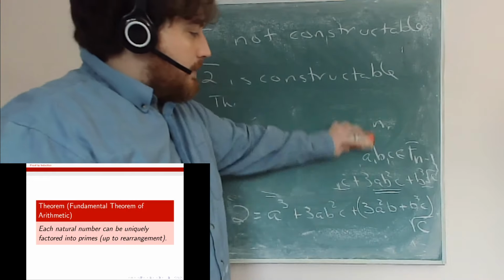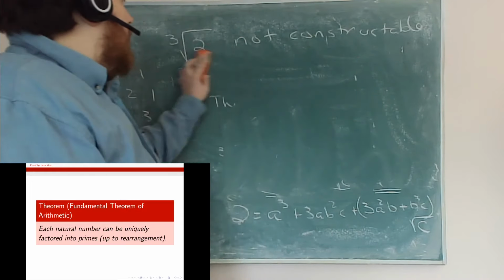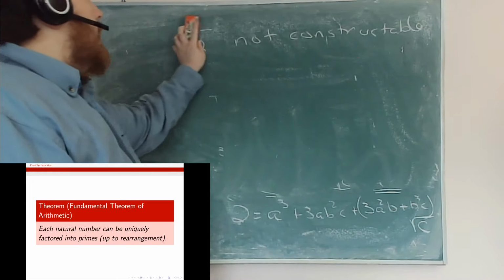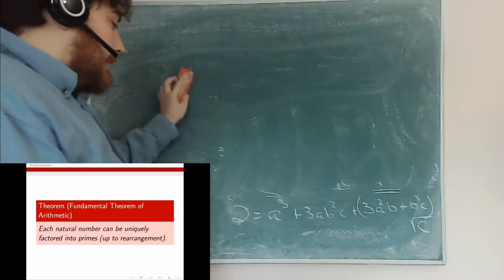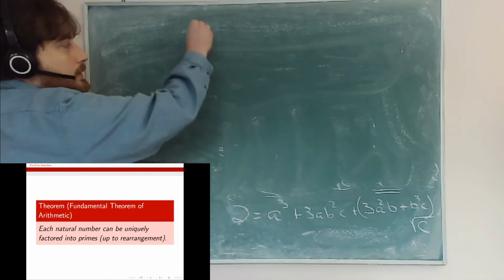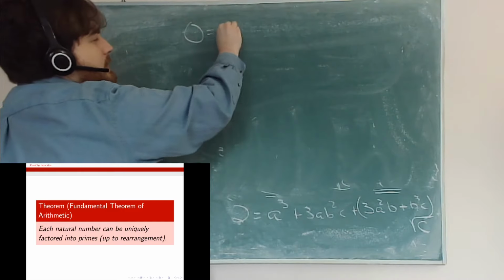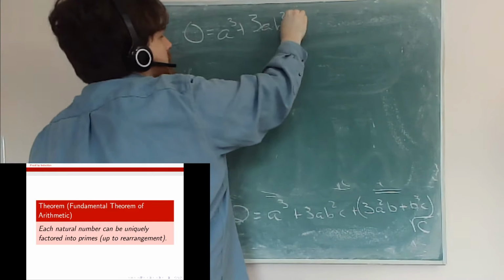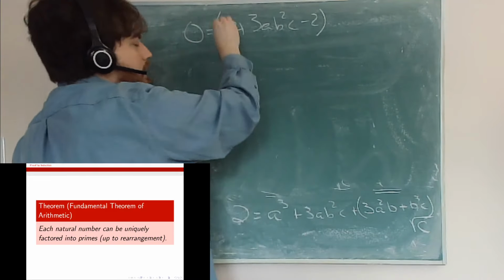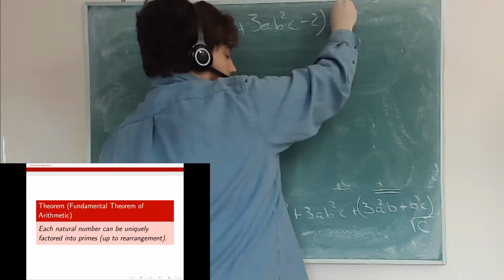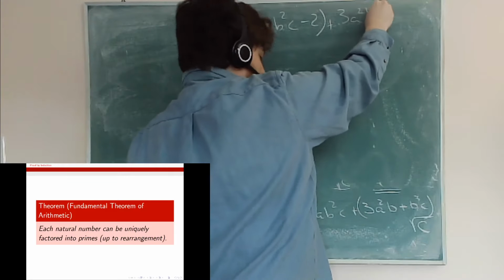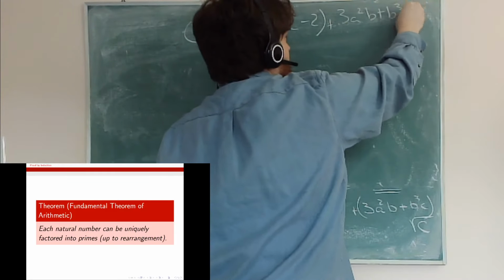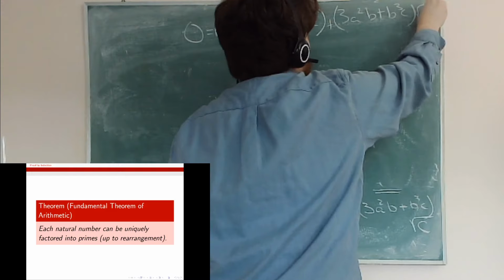I'm going to need more room, so I'm going to come up here. And the next thing I'm going to do is subtract 2, and I get 0 is equal to a cubed plus 3ab squared c minus 2 plus 3a squared b plus b cubed c times the square root of c.